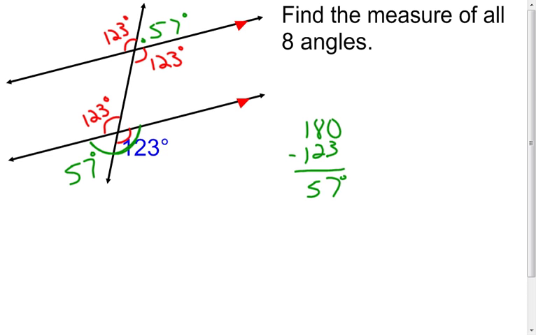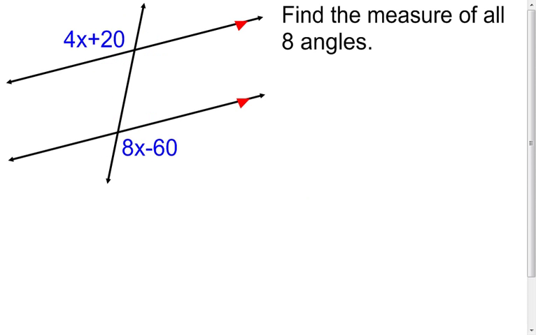And then from here, I could use my vertical angles are congruent. So this angle and this angle have to be congruent. Therefore, this one's 57 degrees. Same thing's going to happen here with my vertical angles, and I have a 57-degree angle. So now I have all 8 of them filled in. I've answered my question. Now there's many other ways that we could have gone about this using the different theorems dealing with parallel lines cut by a transversal.